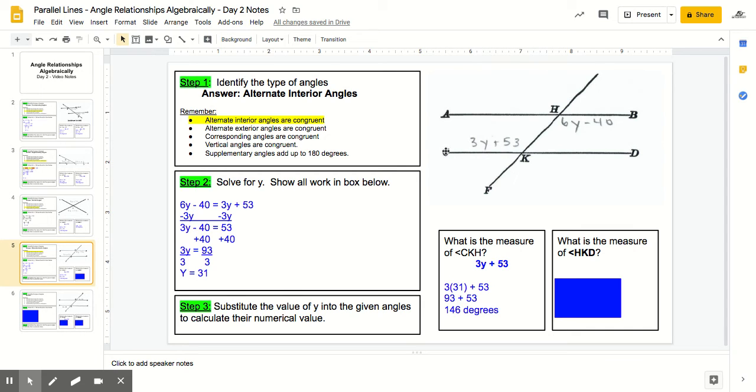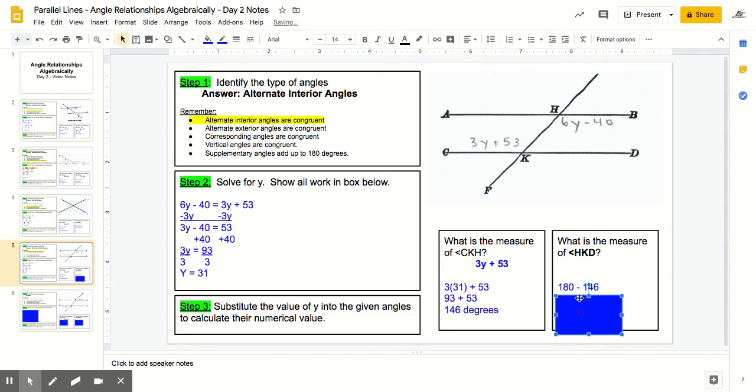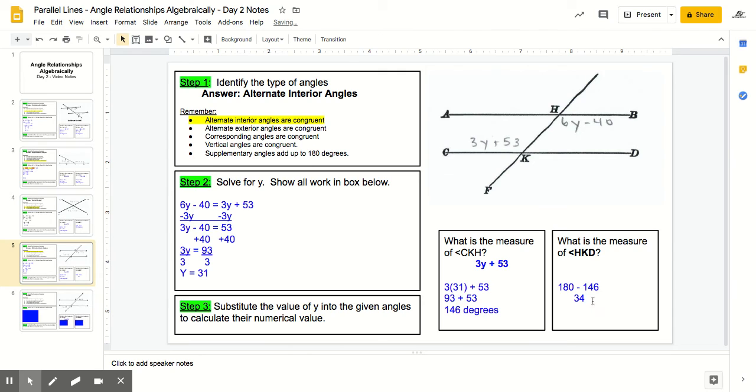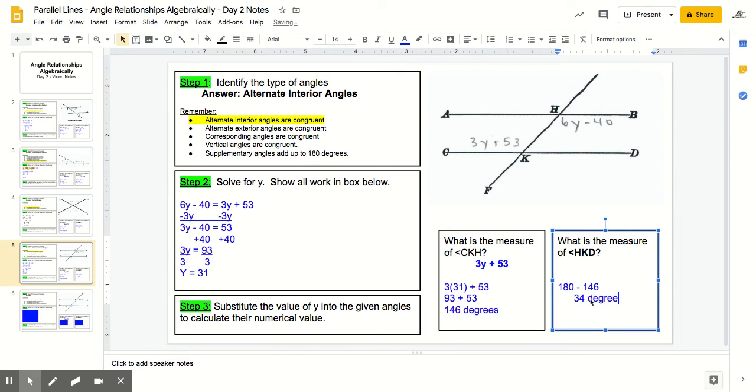However, I know that angle CKH, which is the one I found over here, and angle HKD are supplementary, which means together they have to equal 180 degrees. Well, I can find the measure of this angle by simply subtracting 180 minus 146. I know this is 146 because that's what I did in this first text box here. I subtract and I get 34. So I know the measure of that angle is 34 degrees.